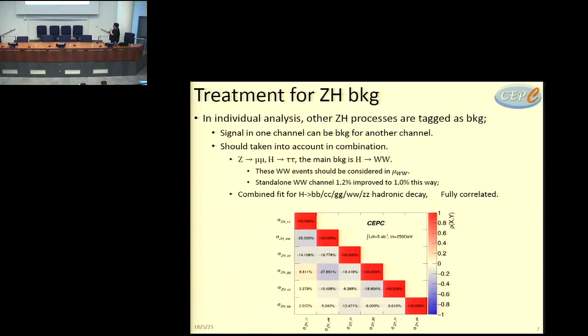Here in slide 7, I will introduce the treatment of the ZH background. We know that in the individual analysis, the other ZH processes are treated as background. But actually, in some situations the signal in one channel can be the background for another channel.